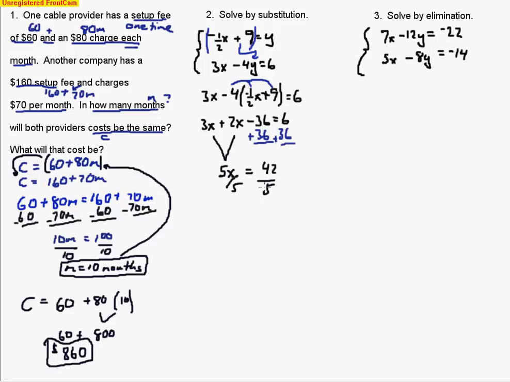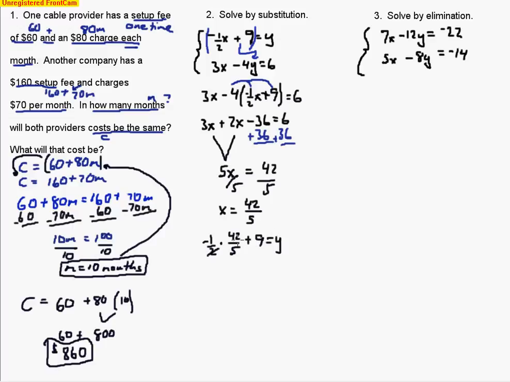But that's okay. If this is just a problem that is asking for what is x and what is y, leave it as the improper fractions for now. And let's substitute that back in for x into one of these equations. I'm going to pick this top equation. So negative 1/2 times 42 over 5, and then plus 9. This should all equal y.